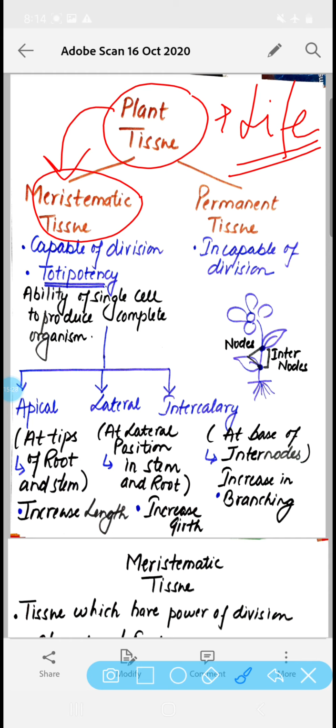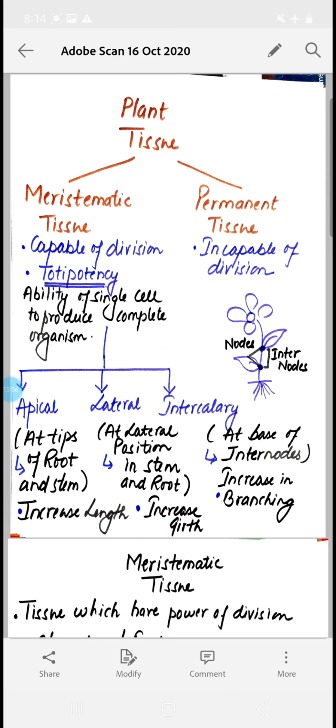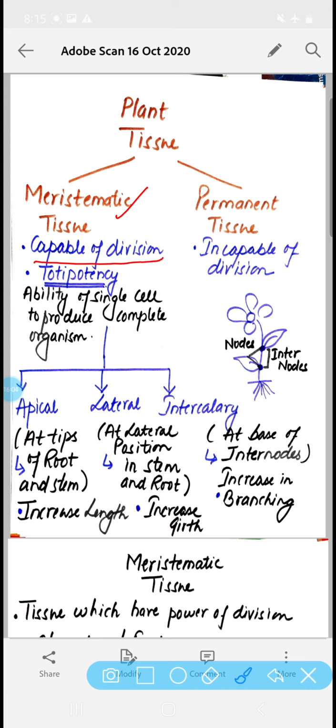Okay. On the other hand, the plants are having the second kind of tissues, which are called the permanent tissues. This meristematic tissue and permanent tissues are different from each other. So in simple words, we can say that plant tissues are divided into how many categories? Two categories, that is meristematic tissue and the permanent tissue. Now let us begin with the meristematic tissue. Now this meristematic tissue has the capability of dividing its cells rapidly.